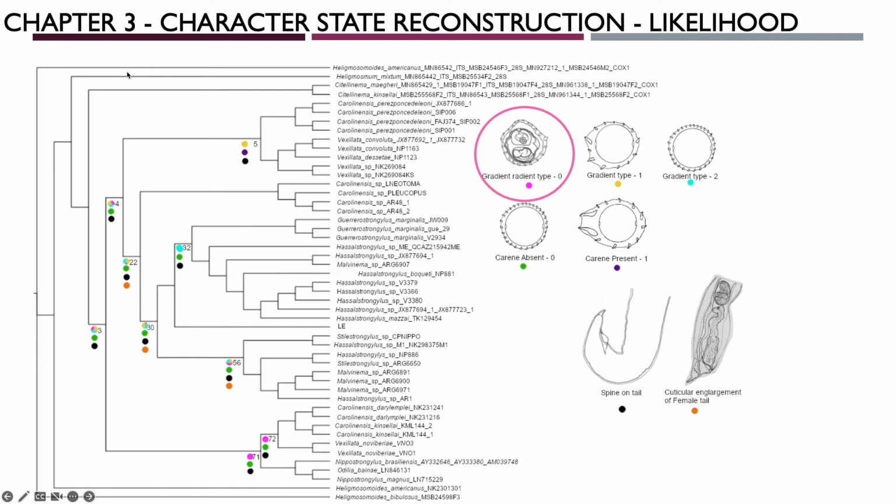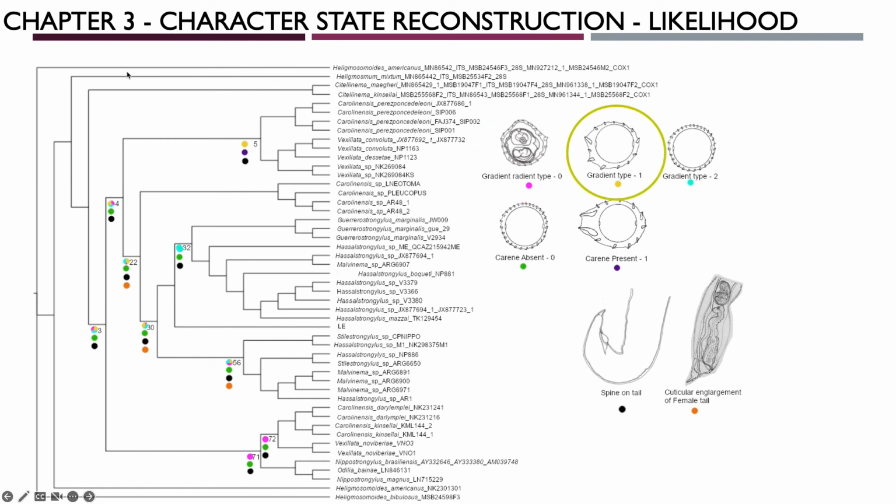Next, we have the gradient type 0. This is just a gradient type from big to small, a consistent gradient type, and it looks like it is used as a diagnostic tool within my Carolinensis from North America, and then these Australian distributions. That's pretty cool. I like how it's supporting that.